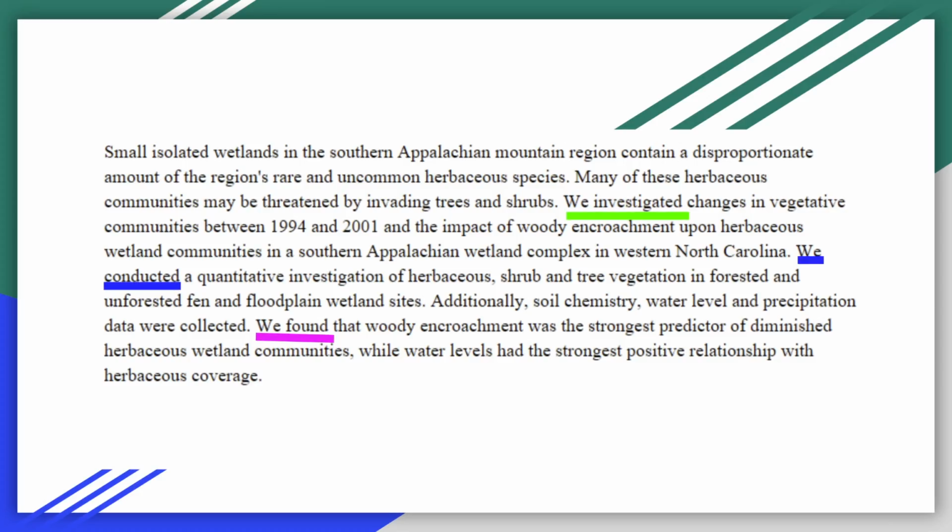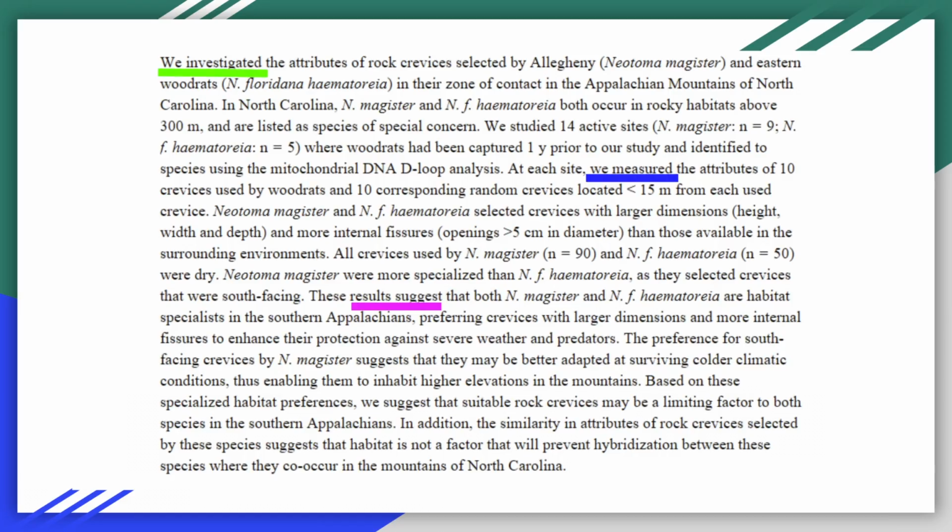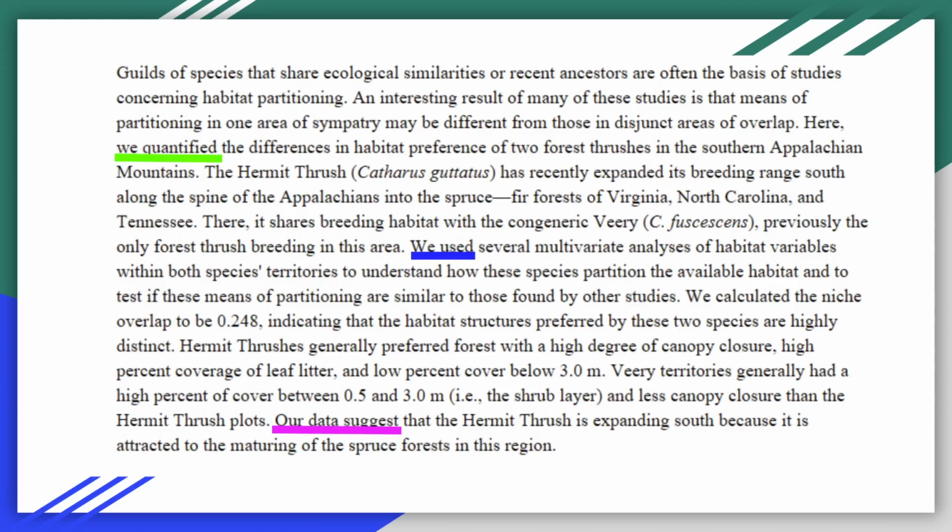So this was the first abstract I chose. It uses "we investigated," "we conducted," and "we found." The second abstract uses "we investigated," "we measured," and "the results suggest." And then the third abstract uses "we quantified," "we used," and "our data suggests." And this layout is fairly universal in research-based abstracts from the social sciences to the natural sciences.